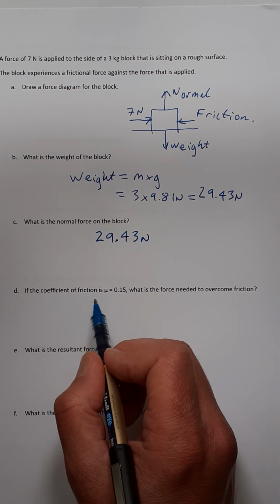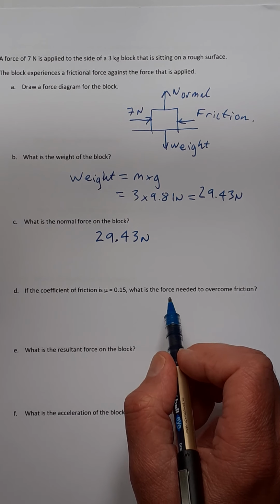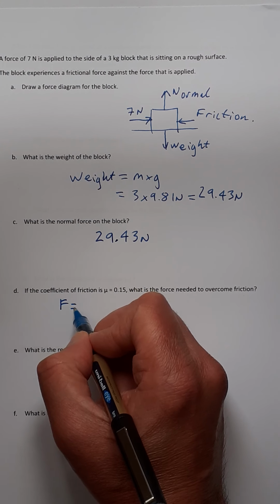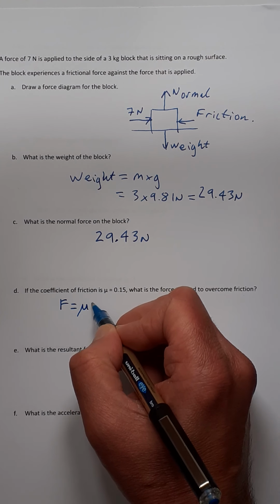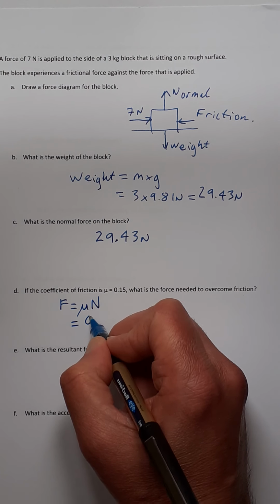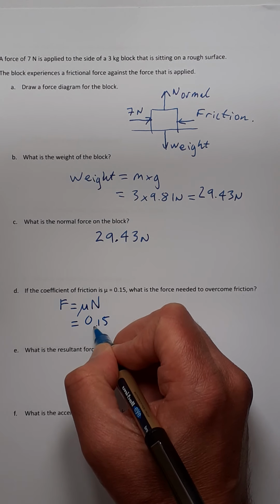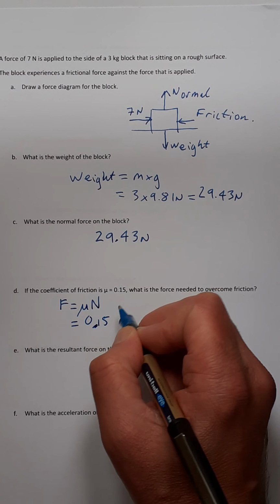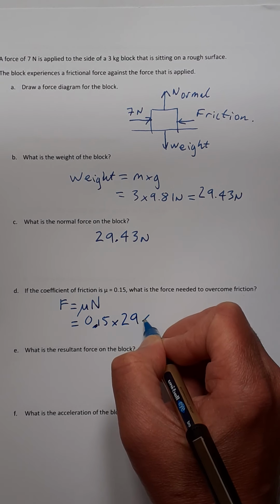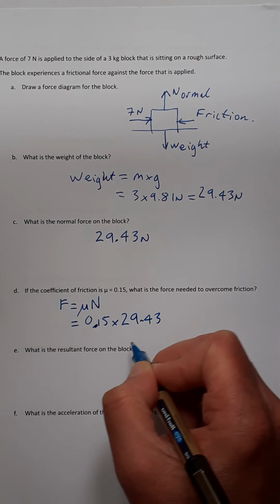Okay, the coefficient of friction is 0.15. What's the force needed to overcome friction? Well, remember that formula from my previous page, F equals mu times N. And I'm told that mu is 0.15 in the question. Got it there. And I'm going to times that by the normal reaction force, 29.43.